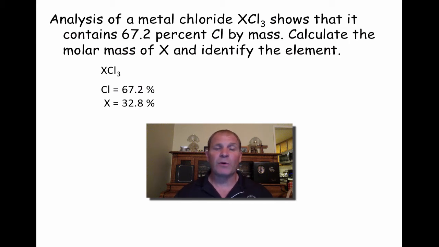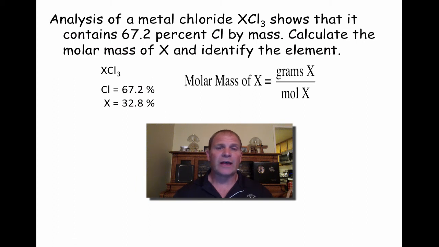Then we're going after what we're solving for. In this problem, we're going to go after molar mass. So what do we need for molar mass? We need grams and moles. So I need the grams of my X, and I need the moles of my X. Well, how can I get the X? I can get the X by way of a mole to mole ratio. I have information about my chloride, and I have 3 moles of chloride for every 1 mole of X. Well, I have to get from percent to mass, and then mass to moles.